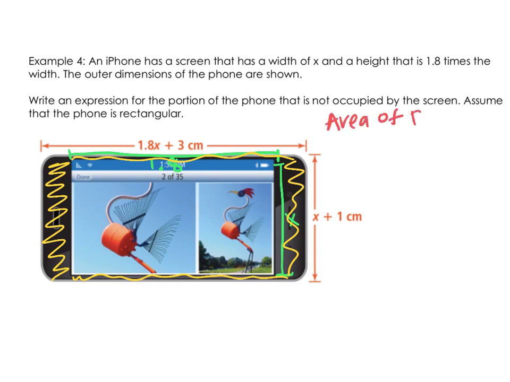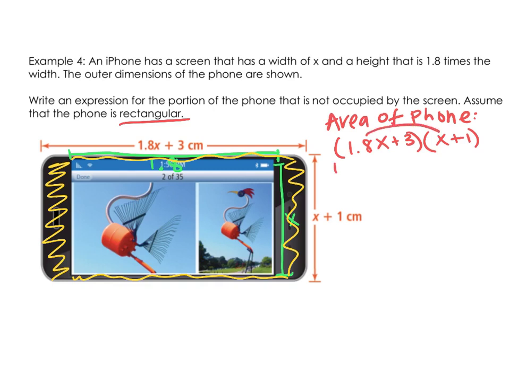Area of phone. Now remember, when we're finding area of a rectangle, like they told us, we need to do length times width, or width times height. So we're going to take that 1.8x plus 3 and multiply it times x plus 1. Okay, so I'm going to multiply everything times everything. Let's do rainbows on this one.